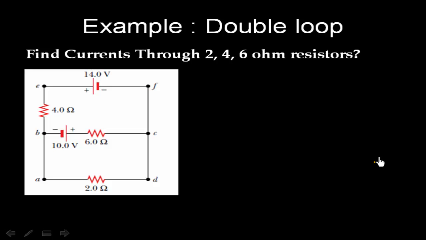Now this is another illustration for Kirchhoff's law. This time we have a double loop circuit. The circuit contains this one loop and this another loop. So this is a double loop circuit. We have to find the current through the 2, 4 and 6 ohm resistors.